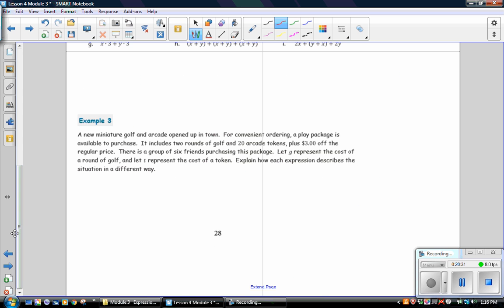Example 3. A new miniature golf and arcade opened in town. For convenient ordering, a play package is available to purchase. It includes 2 rounds of golf, 20 arcade tokens, and $3 off the regular price. There is a group of 6 friends purchasing this package. Let G represent the cost of golf. Let T represent the cost of a token. Explain how each expression describes the situation in a different way.